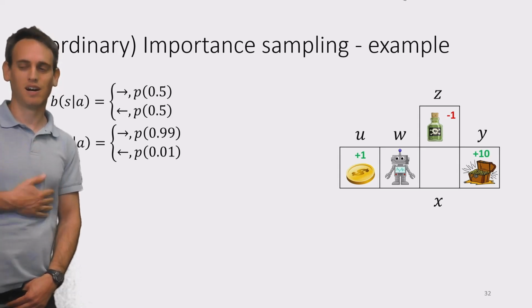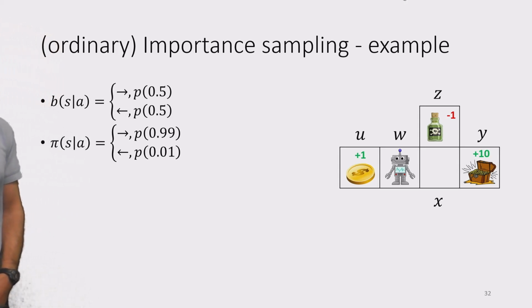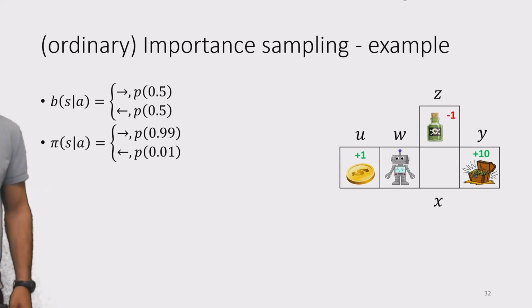So let's see how this would work in practice for our case, for the reinforcement learning, the Monte Carlo control algorithm. In this example, let's assume that our behavioral policy is a uniform distribution between going left and right. Okay, so a 0.5 probability for going left and a 0.5 probability for going right at each non-terminal state. However, our target policy says go right with probability 0.99, almost always go right, but also go left with 0.01 probability. Okay, some very low probability.